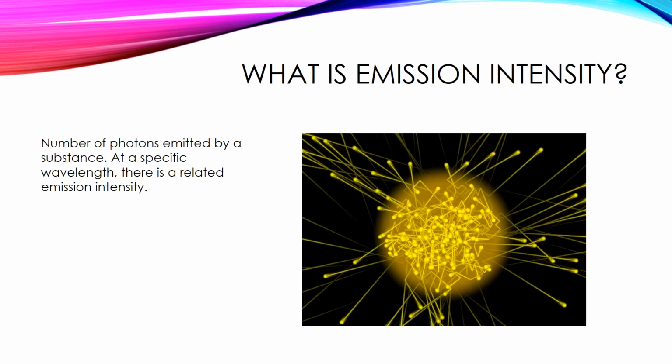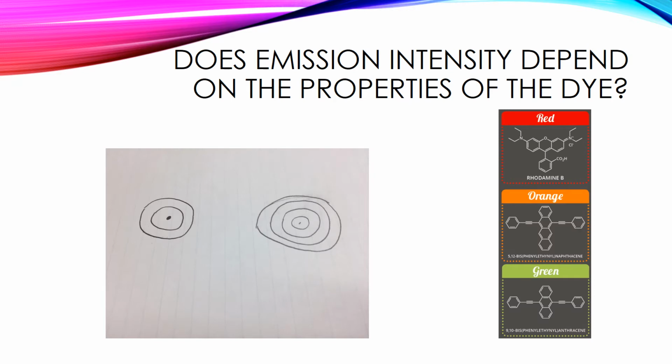Emission intensity is the number of photons emitted by a substance. At a specific wavelength, there is a related emission intensity. Emission intensity does depend on the properties of the dye, because the number of transitions an electron can undergo is dependent on available energy states and thus molecular structure. More energy levels corresponds to more possible transitions, and vice versa for fewer energy levels.